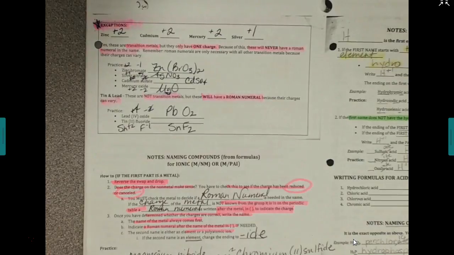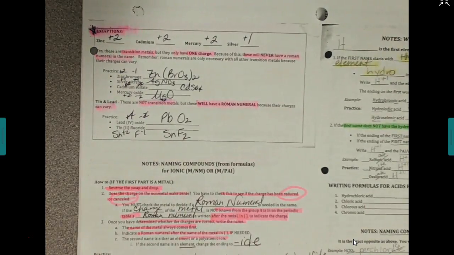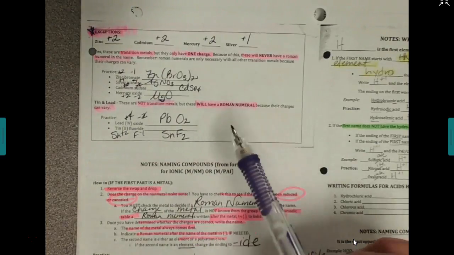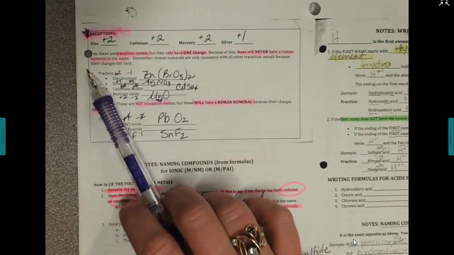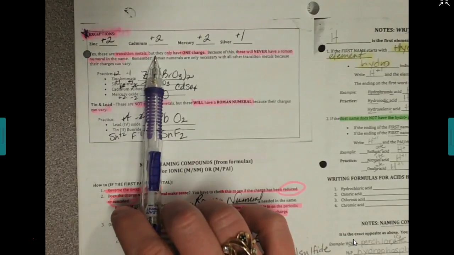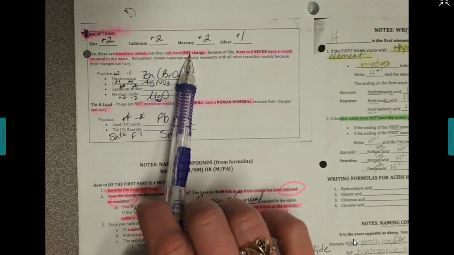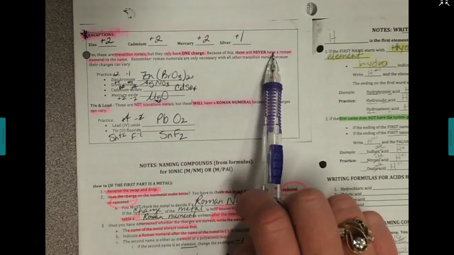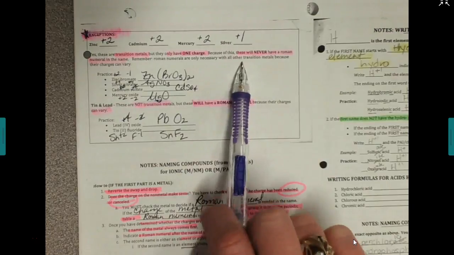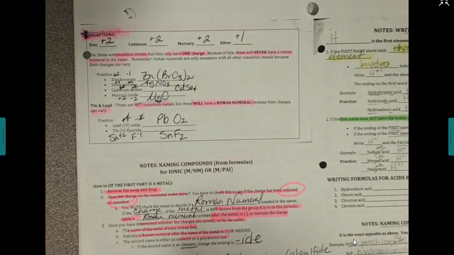silver. If we look, zinc, cadmium, and mercury are in the D10 block, and so they're readily going to give up that lower level S block before they give up that big, happy D block. Extra electrons. These are transition metals, yes, but they have only one charge. Because of this, they will never have a Roman numeral in the name. Remember, Roman numerals are only necessary with all other transition metals because their charges can vary.